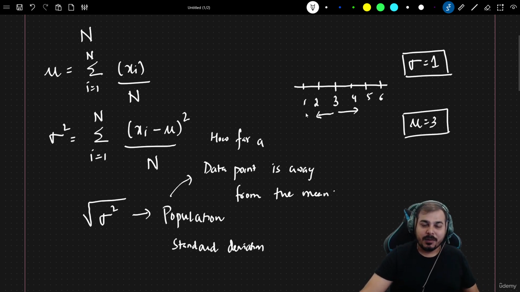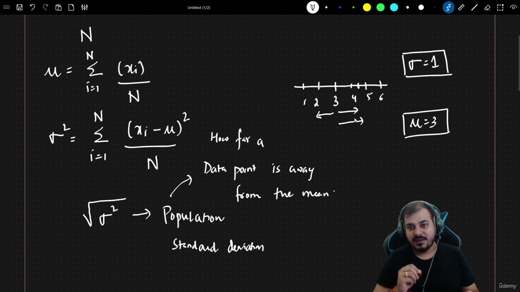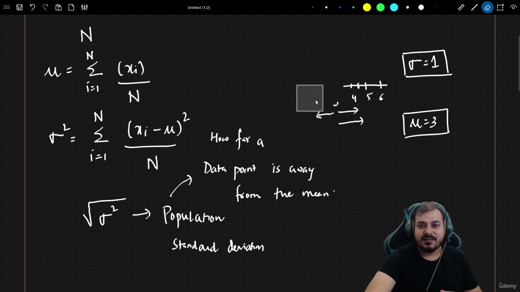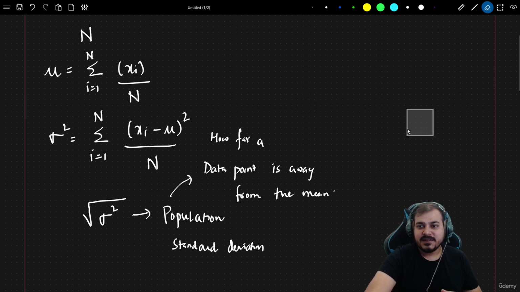If I want to talk about 4.5, it may be falling somewhere here. Let's consider that. Then this will say that it is 1.5 standard deviation away from the mean. So this is saying how far a data point is away from the mean, and the unit we use is standard deviation. This many standard deviations we are away from the mean. I will discuss it more in depth, but let's go and revise this specific formula. And this is my population standard deviation.